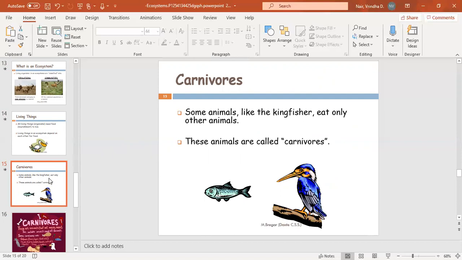ecosystem. And again, when you look at the organisms, they can be carnivores, herbivores, or omnivores. Carnivores are those which eat only meat, herbivores are those which eat only plants, and omnivores eat both.